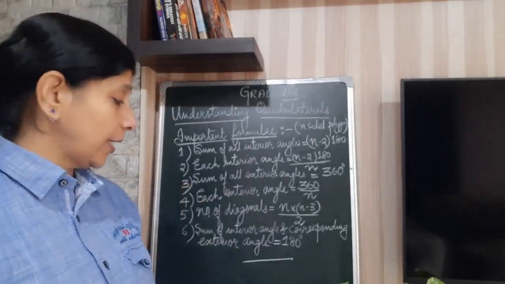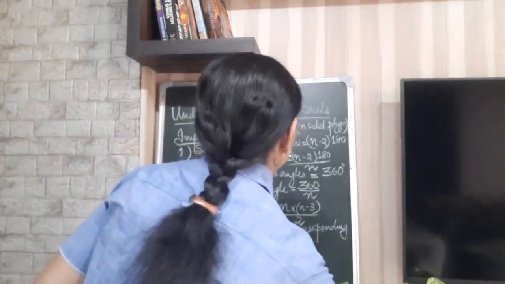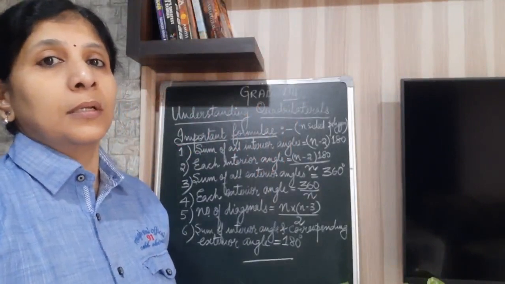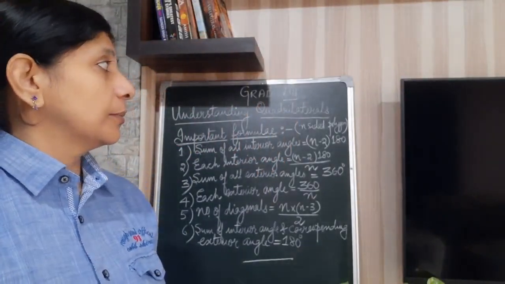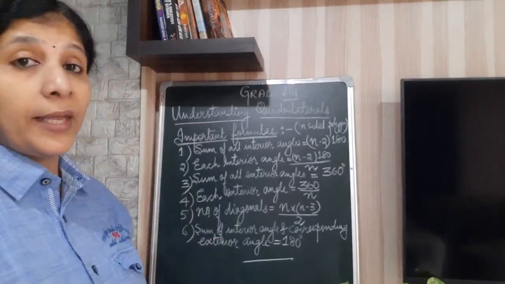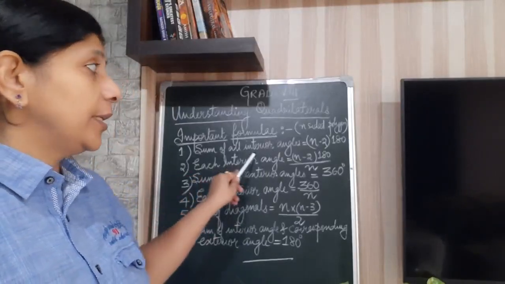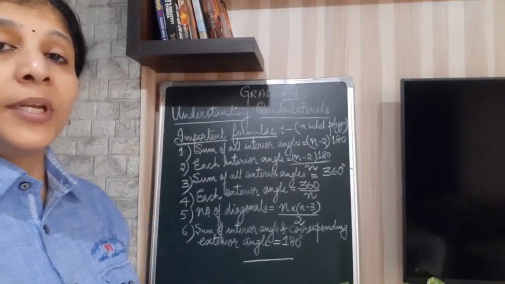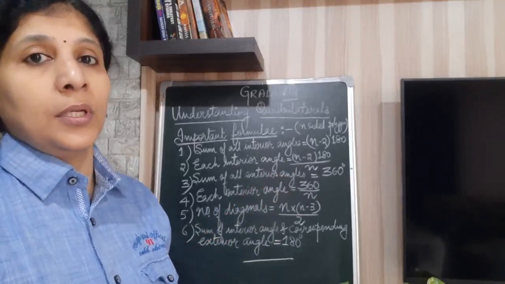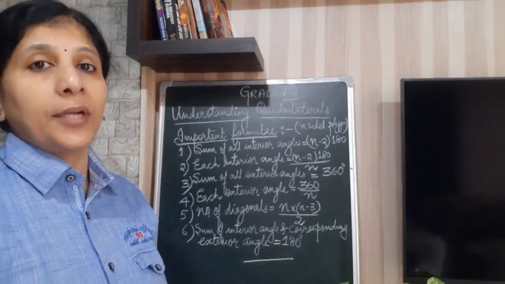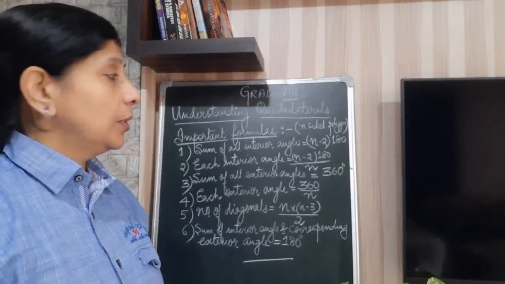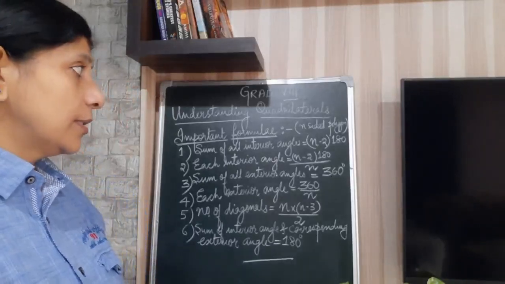So understanding quadrilaterals, the important formula for an n-sided polygon. Polygon means the figure made up of line segments. So the sum of all interior angles of an n-sided polygon is (n minus 2) into 180. For a triangle you have learned the angle sum property, it is 180, and a quadrilateral can be divided into 2 triangles. So it is 2 into 180, that is 360, etc.